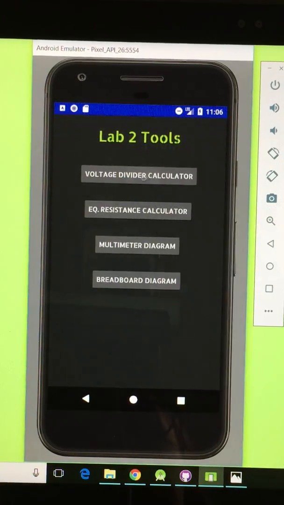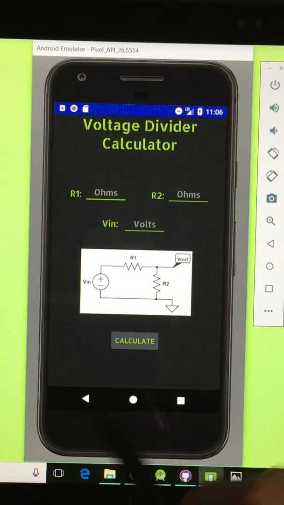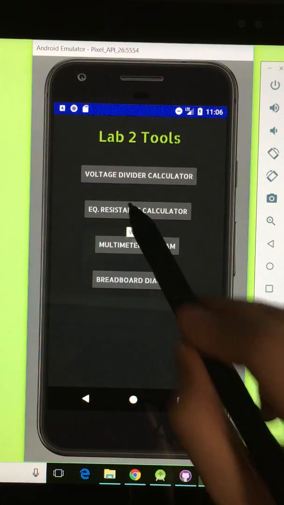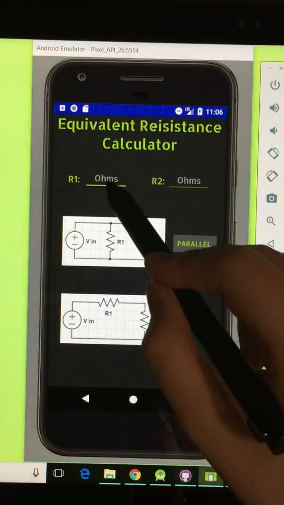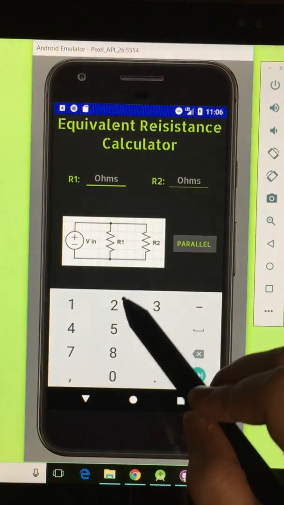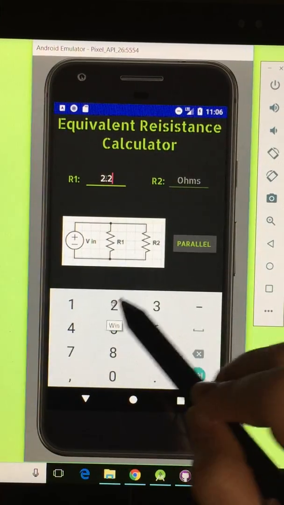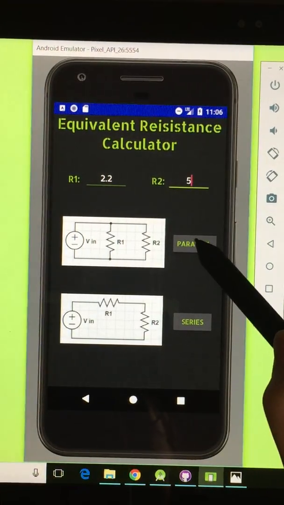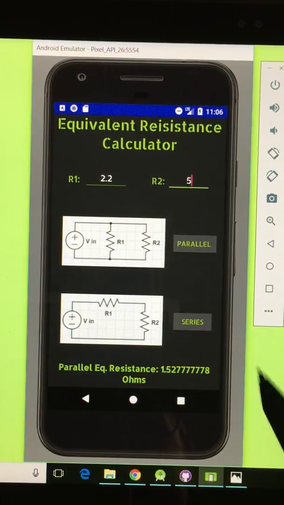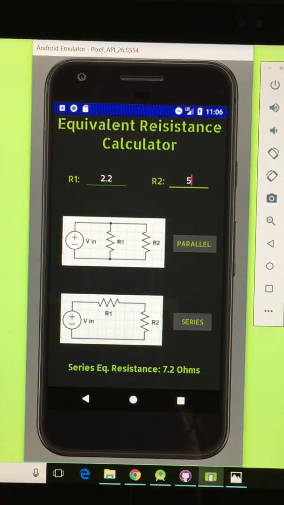Lab 2 includes a voltage divider calculator with a custom diagram and an equivalent resistance calculator, which we will use for our first demonstration. Here you can put in R1, it can be a decimal value but not negative, and R2 here can be 5. Depending on the button you click, it can give you parallel equivalent resistance and series equivalent resistance.